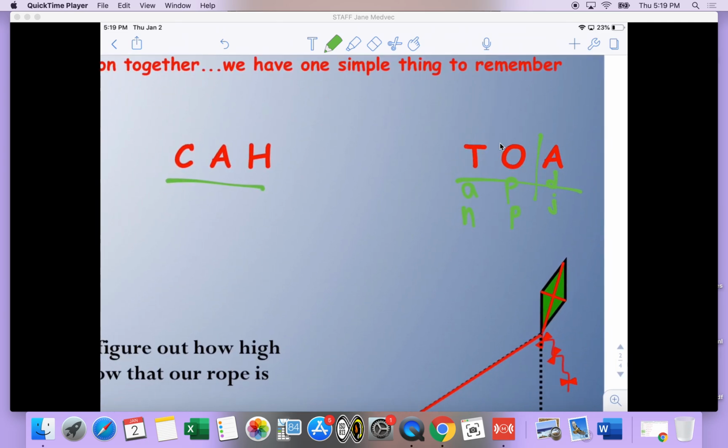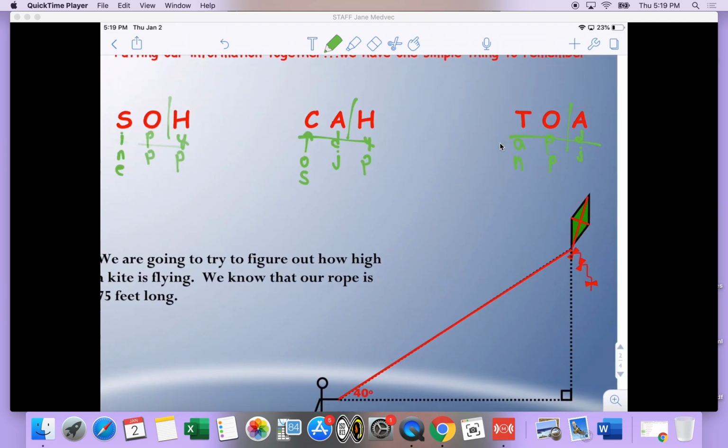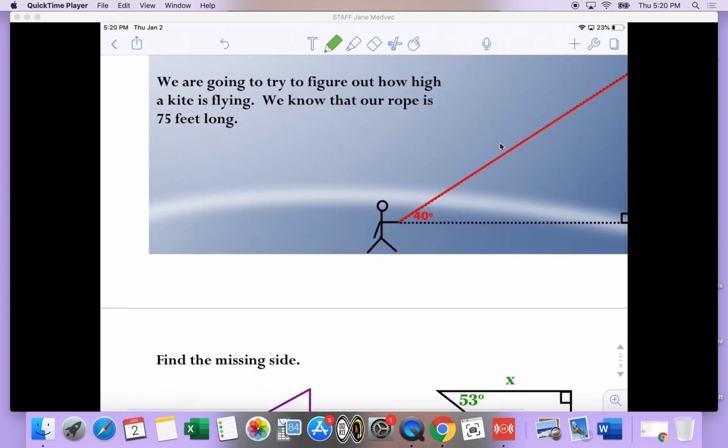So if you put it all together, SOH is sine, CAH is cosine, TOA is tangent, and it tells you which combination to use. Now let's apply this, because we use trig a lot if you're in engineering or carpentry, looking at angles and side measures of triangles.